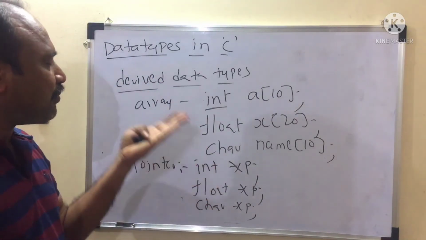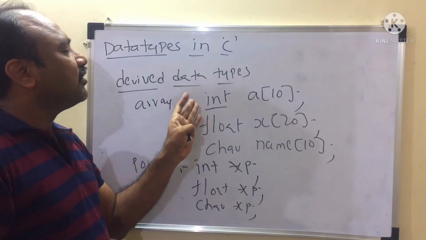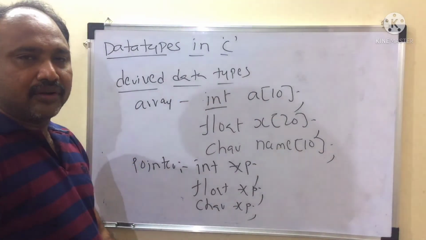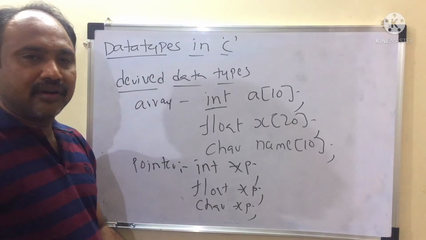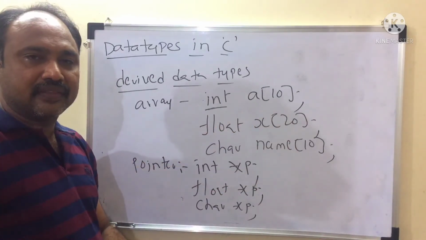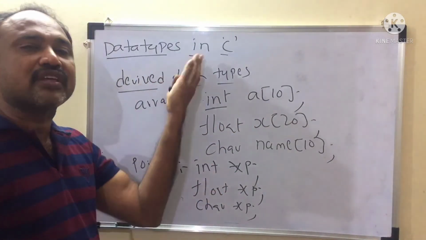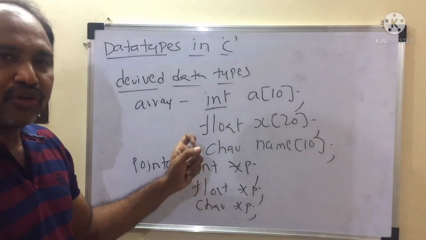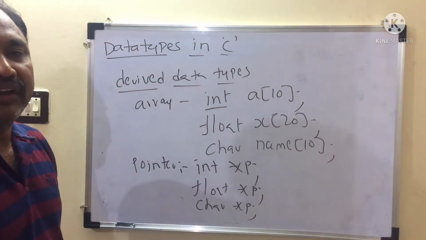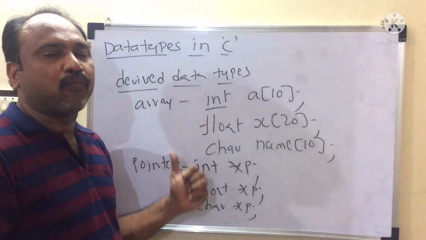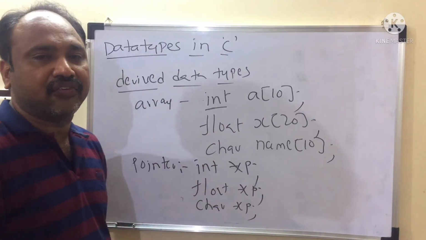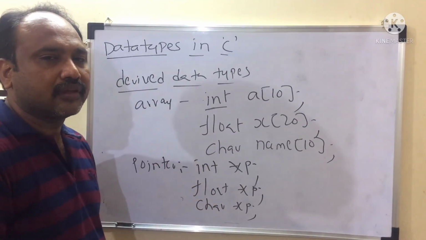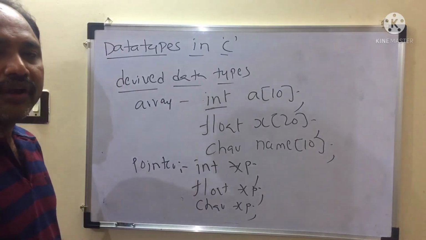In this category, while working with arrays and pointers, again we are going to use int, float, char only. The same way, short array, short a of 10. Long a of 10, double array, double x of 20, like that. We have to use the same keywords to work with arrays and pointers. Hence, arrays and pointers will come under the category of derived data types.